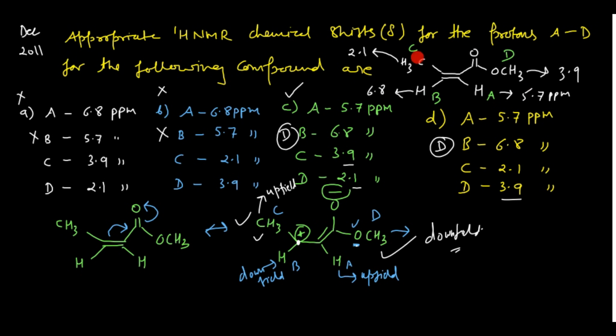And you see, this is CH3. This CH3 is connected with the oxygen, which is downfield. Oxygen means electron richness is there, so electron deficiency is there, but this deficiency must be greater than the positive charge which is coming from the resonance. So this should be the downfield, so it is at 3.9, and this is slightly upfield, that is at 2.1. So option D is in that case the correct answer.